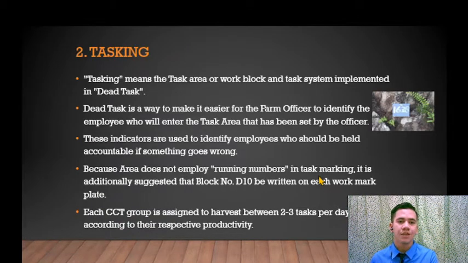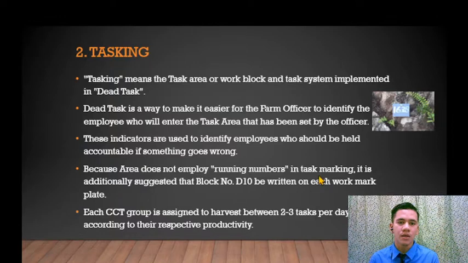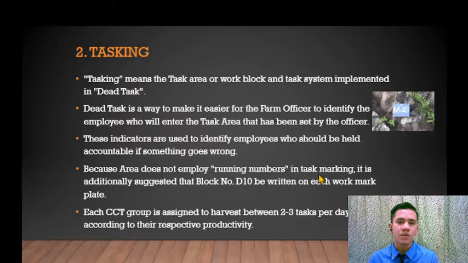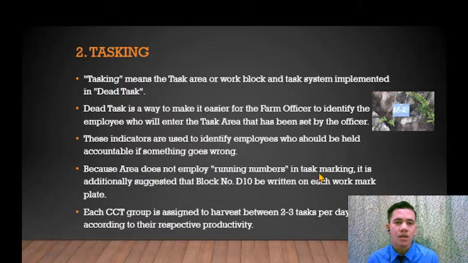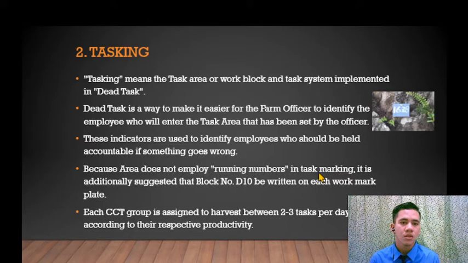Next is tasking. Tasking means the task area or work block, and a task system is implemented in it. The task system makes it easier for the farm officer to identify the employee who will enter the task area that has been set by the officer. These indicators are used to identify employees who should be held accountable if something goes wrong.